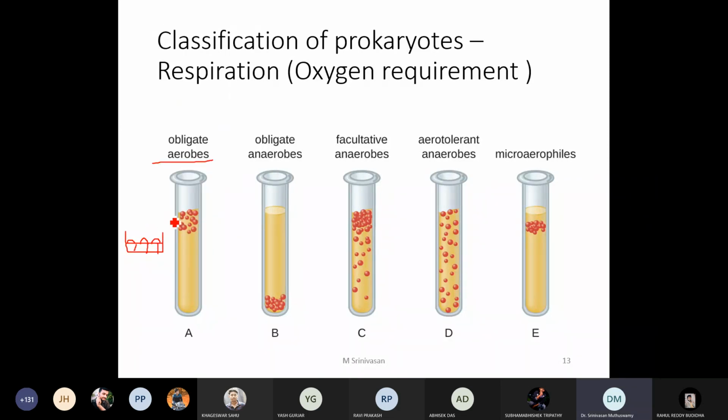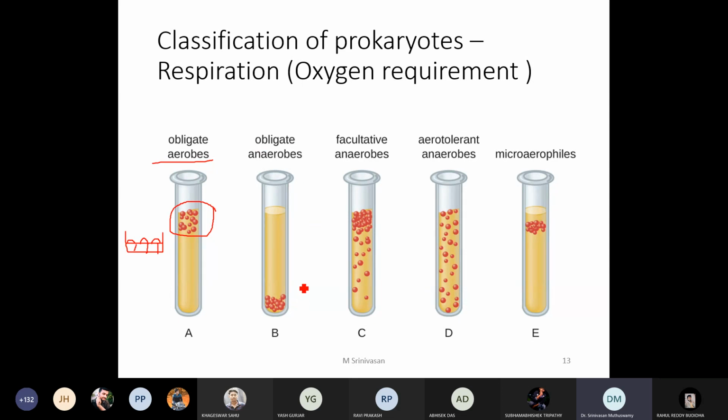Whereas when you grow them in a liquid, the aerobic bacteria will float onto the top of the liquid media, because the amount of oxygen availability in this area will be higher. So they will grow only onto this region. These are called obligate aerobes.